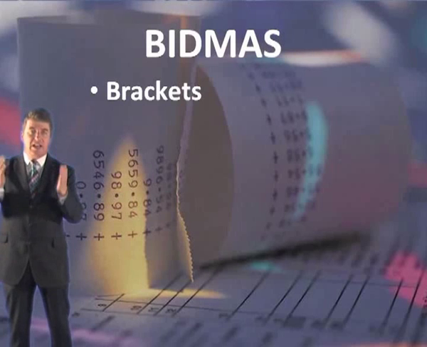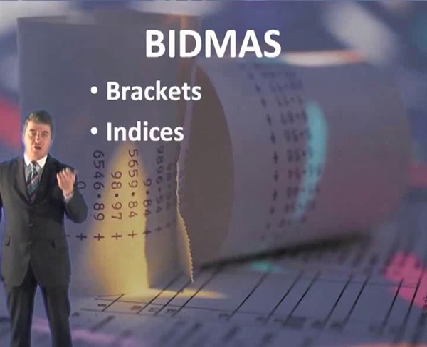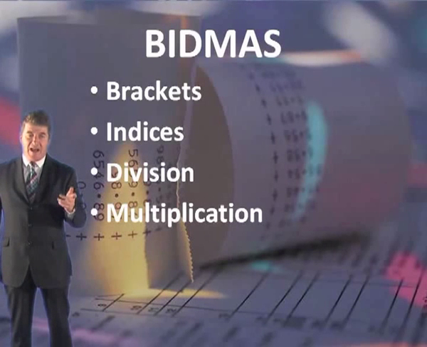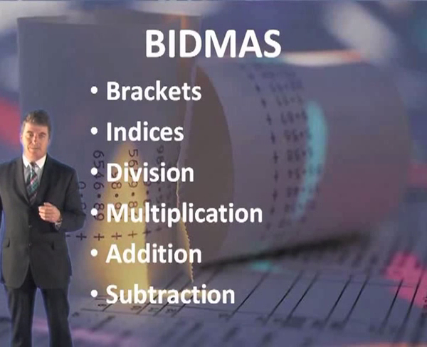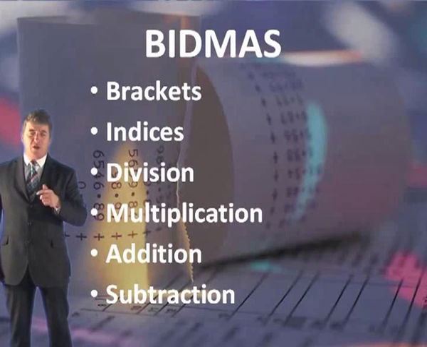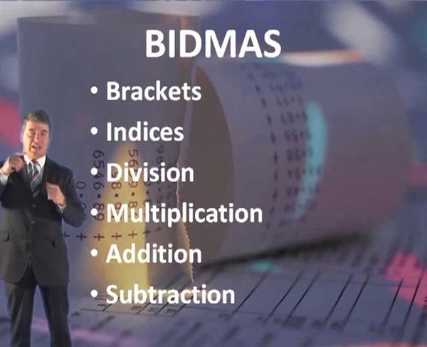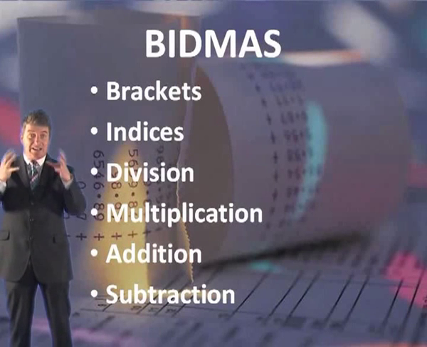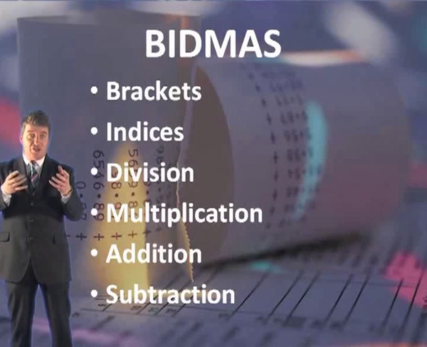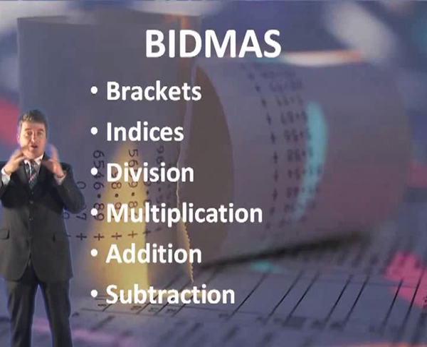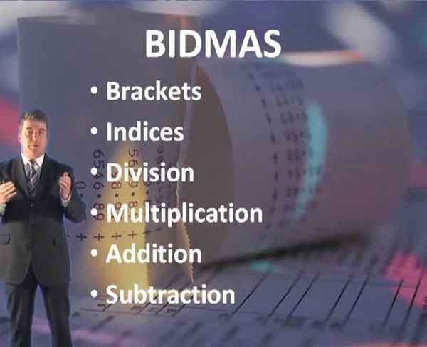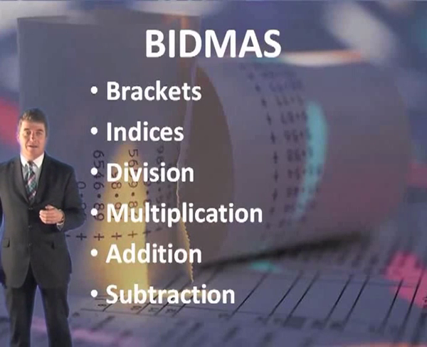So, BIDMAS, what is it again? You work out the calculation, the brackets first. Then you look at your indices. Then you look at your division and your multiplication. Finally, addition and subtraction. And it's important to note at this point that when you're carrying out the calculations inside the brackets, you use BIDMAS inside the brackets. So in the brackets you work out the indices, multiplication. Do you understand? You apply BIDMAS inside the brackets, and when you get to a point where you can lose the brackets, then you apply BIDMAS again.